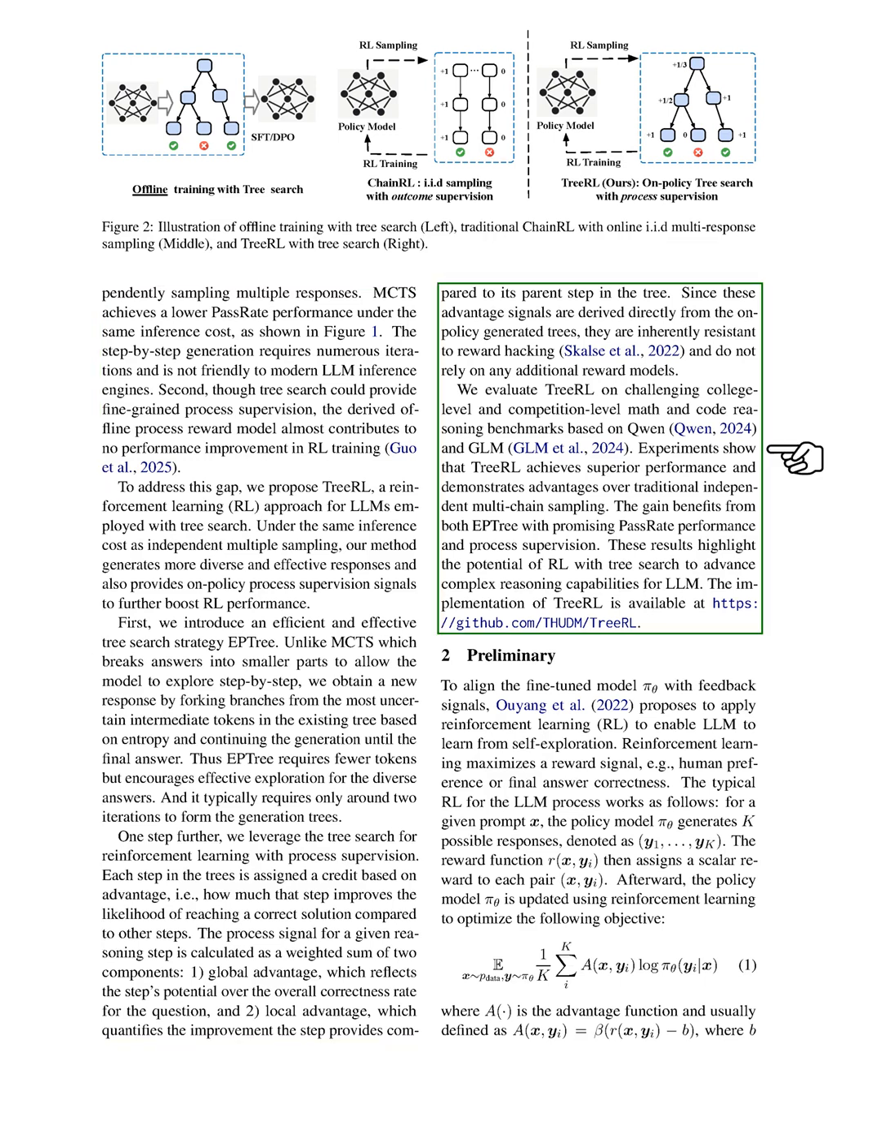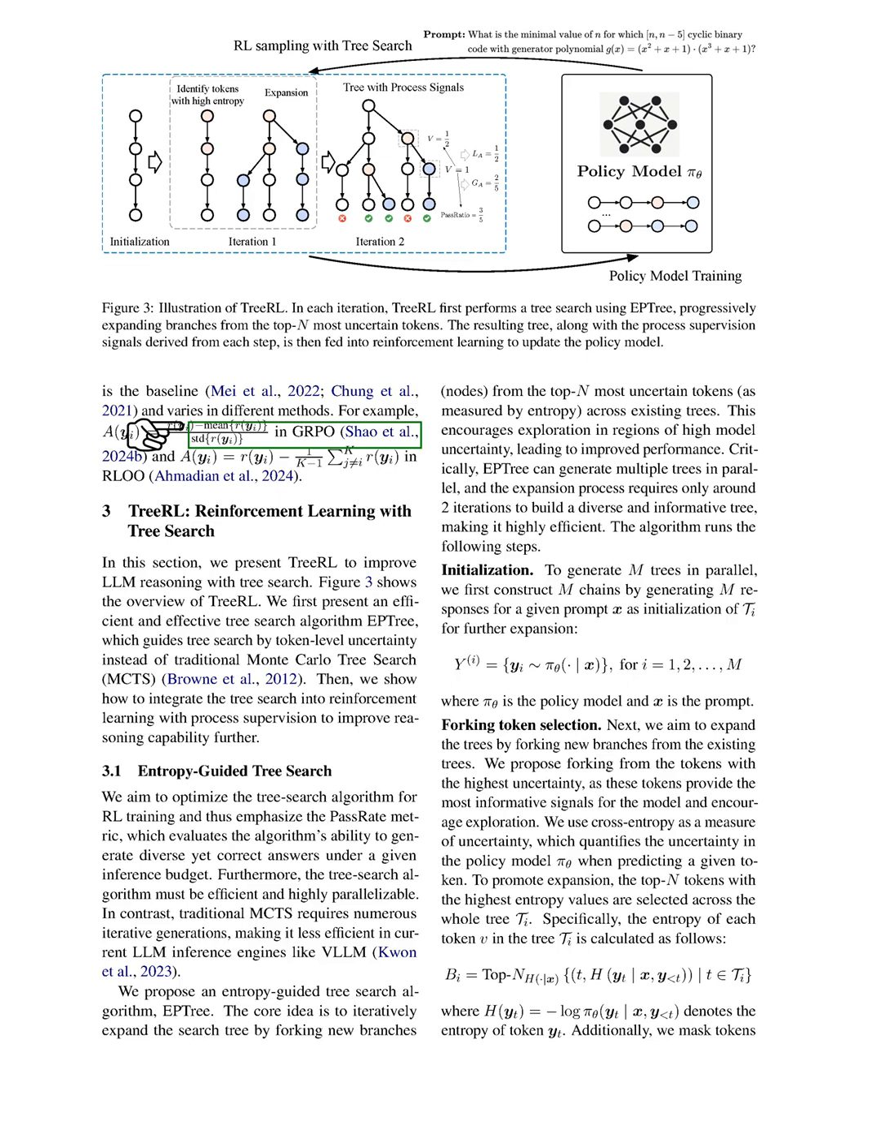Since these advantage signals come directly from the on-policy generated trees, they are less susceptible to reward hacking and do not depend on additional reward models. We evaluate TreeRL on challenging math and coding benchmarks and find that it outperforms traditional independent sampling methods. The improvements stem from both EP-tree's strong performance and the benefits of process supervision. These findings underscore the promise of combining RL with tree search to enhance the complex reasoning capabilities of LLMs. We have made the implementation of TreeRL available for further exploration.